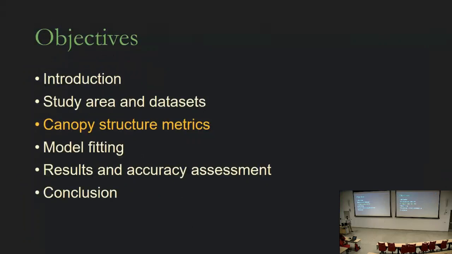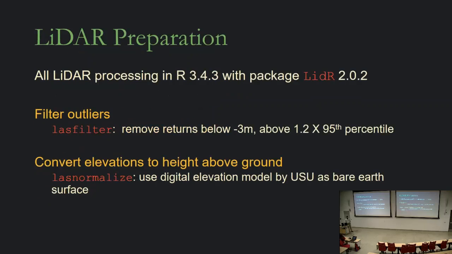So let's move on to the canopy structure metrics. So first off, I had to pre-process the LiDAR data. I did all my LiDAR processing and almost the whole rest of the project in R scripting. R is an open source programming language. And I used the package LiDAR. First step was to filter out outlier points. Then I converted elevations above sea level to height above the ground.